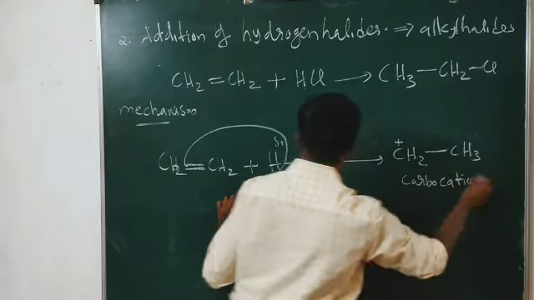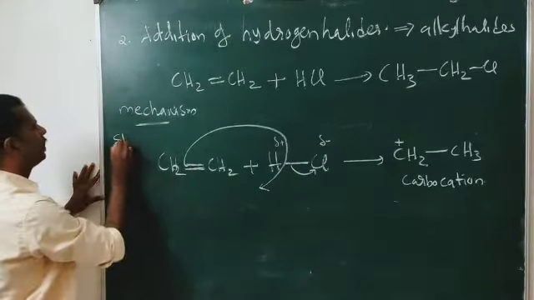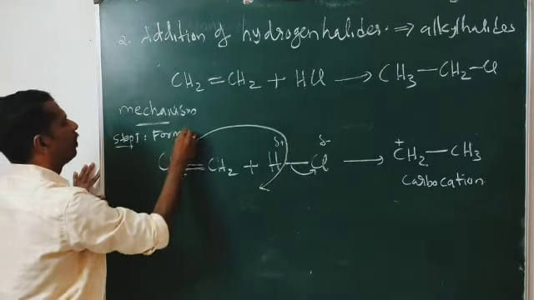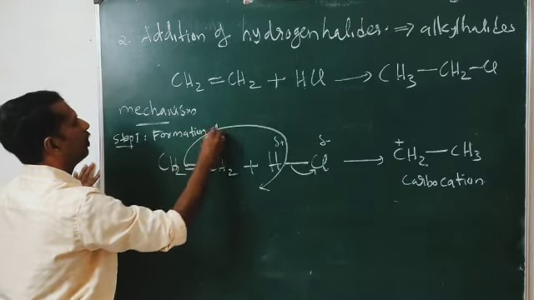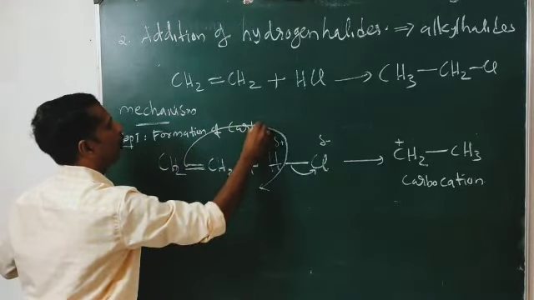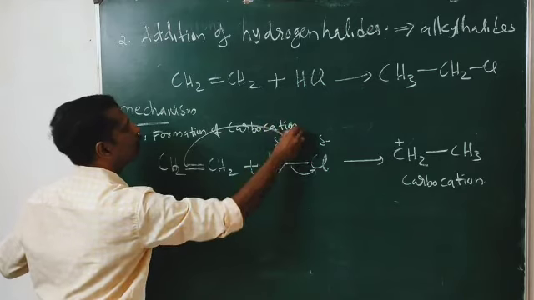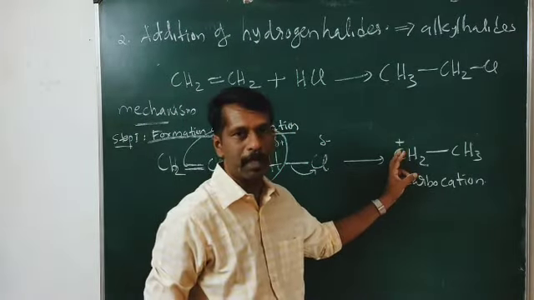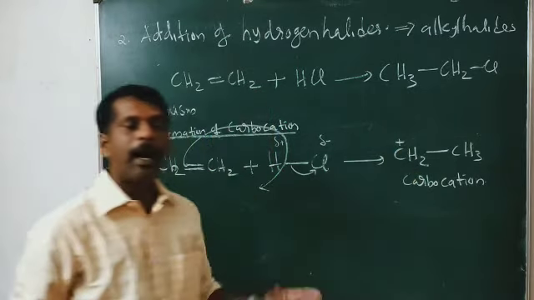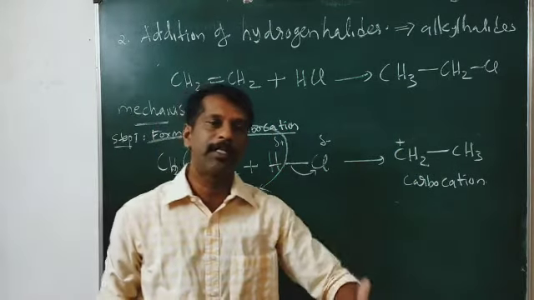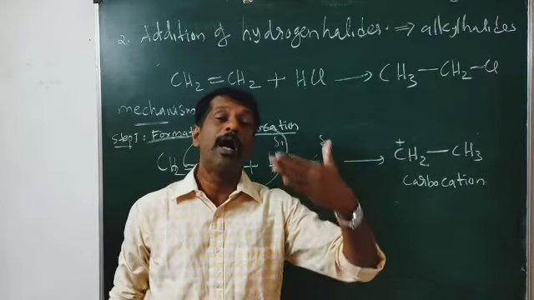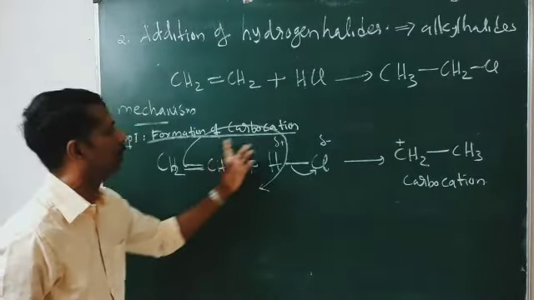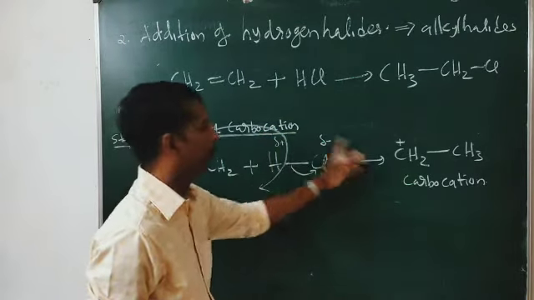This is the first step. Step one. Formation of carbocation. What do you mean by carbocation? Carbocation is a positively charged carbon. Okay, this is the first step. In the addition of halogen, the first step was formation of halonium ion. Here it is the formation of carbocation.